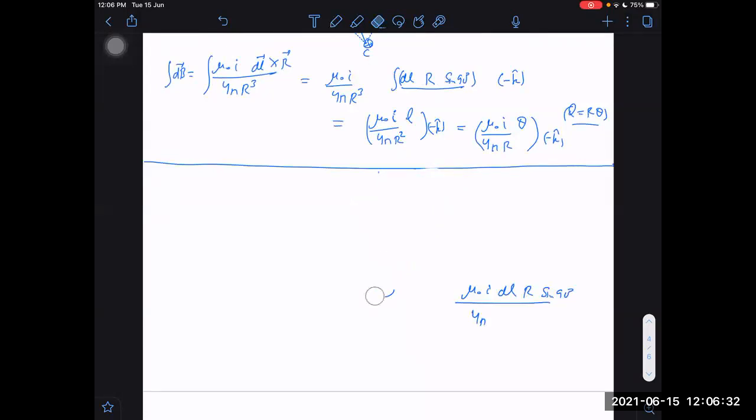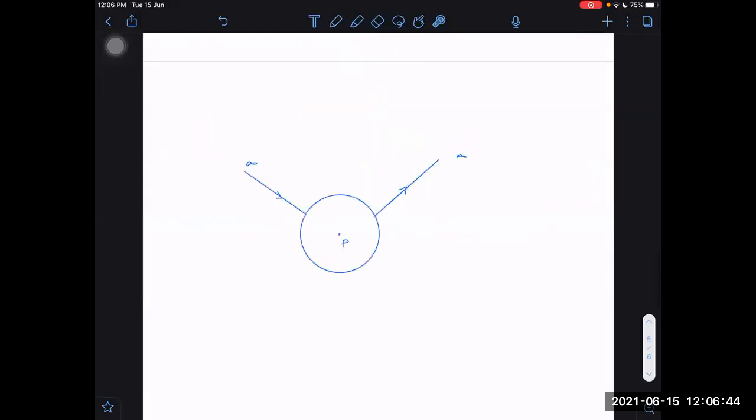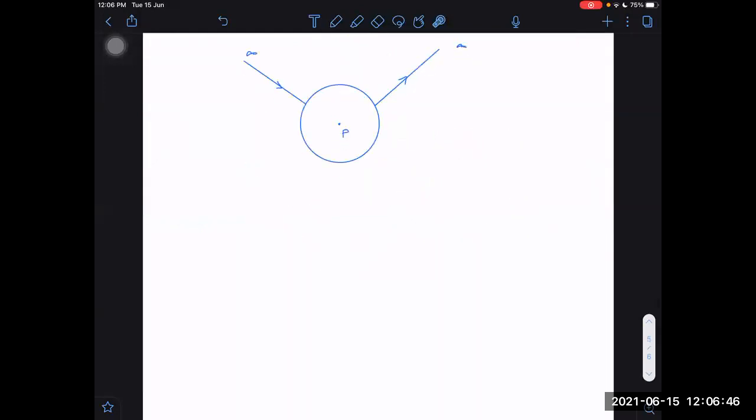In some places it comes out different when I have to resolve into components, but here why are we not resolving into components? Because every element gives me the same direction of the vector. So I don't have to split B into components. Can you do this one now?